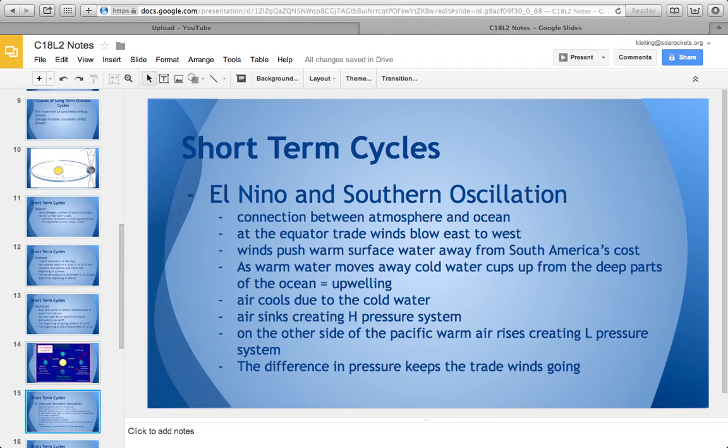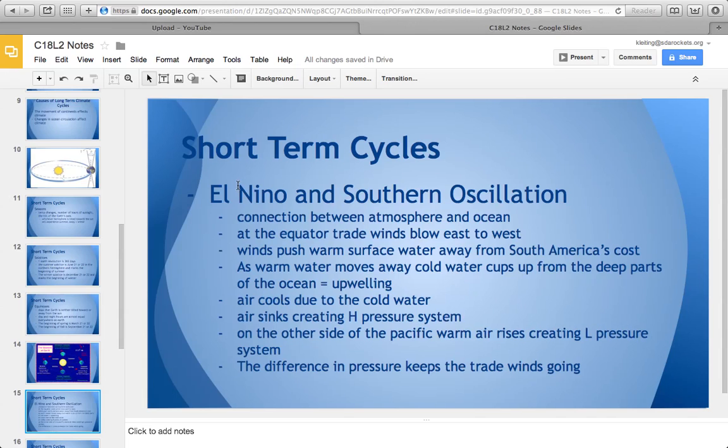Alright, so El Nino and Southern Oscillation. These are short-term cycles. What we're going to describe first is what normally happens, and then in the next slide we'll talk about what's happening during an El Nino event. So in normal situations, there's a connection between the atmosphere and the ocean. At the equator, trade winds blow east to west. Wind pushes warm surface water away from South America's coasts.